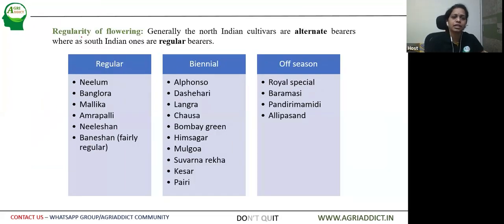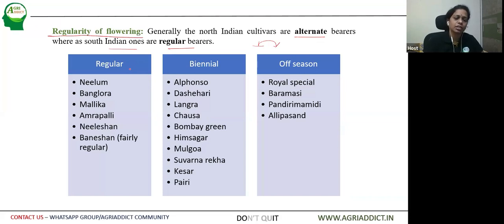Then cultivars can also be categorized based upon the regularity of flowering. So generally North Indian cultivars are alternate bearers. However, South Indian cultivars, most of them are regular bearers. So we can call it on and off seasons: if during one season they give more production, the coming season, the subsequent year, they'll give less yield. So that is the reason why they are called alternate bearers.